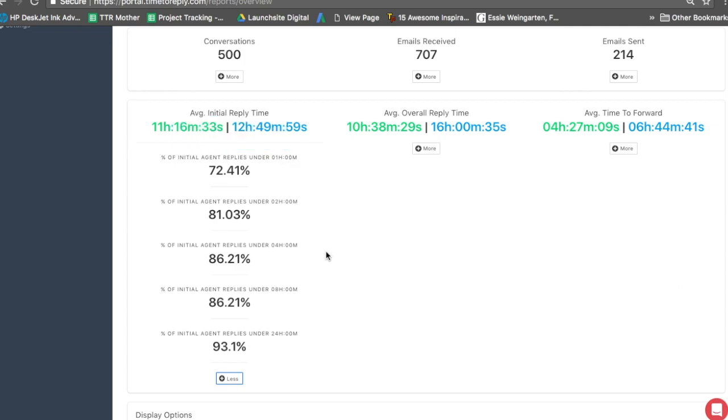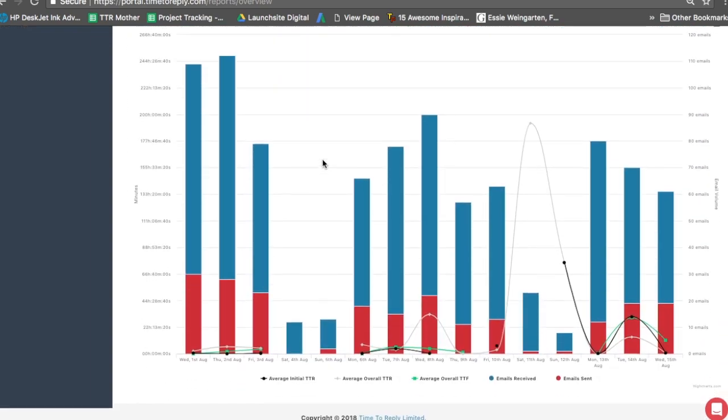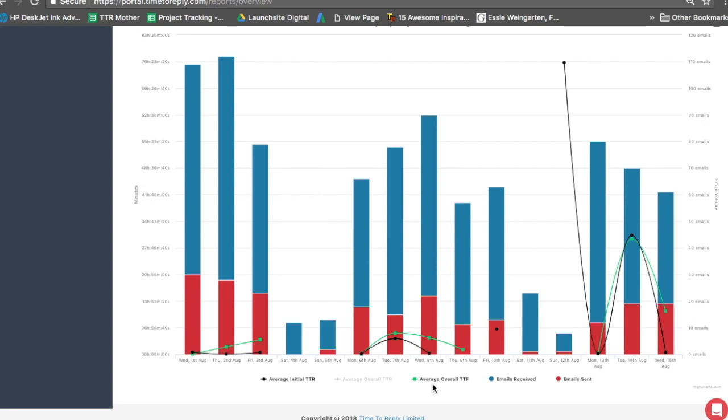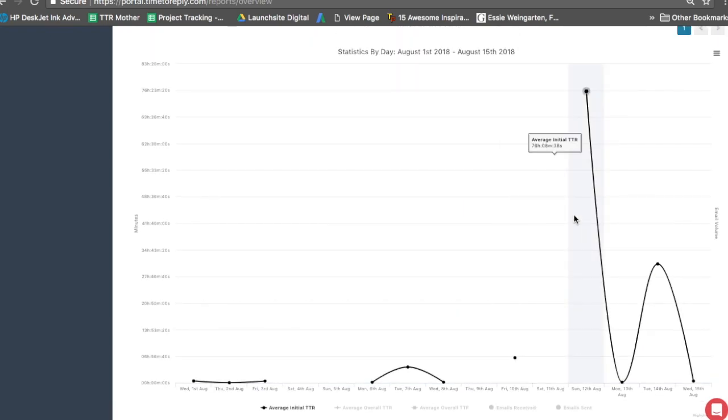But I respond 72.41% of the time in less than an hour. So again, just giving some context to those numbers. And you can see my email behavior in the graph below. If you click on any of the key labels at the bottom of the graph, you can remove them from the graph. So that is my average initial response time behavior.